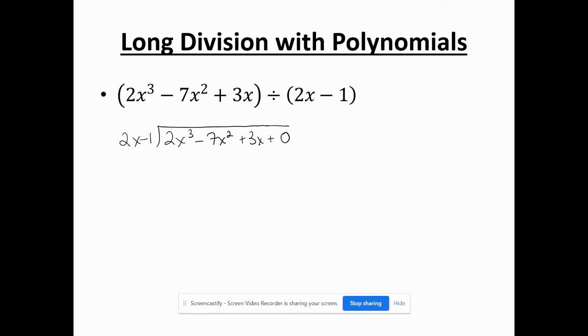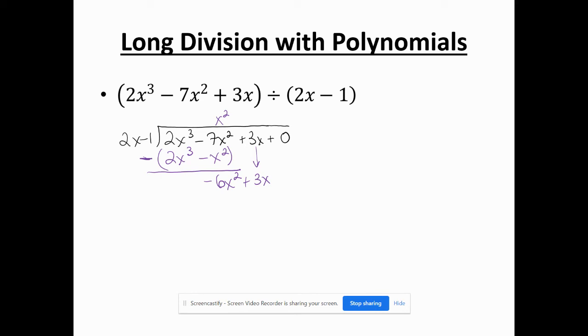All right, so same process. I ask myself, 2x times what will get me 2x to the third? Well, 2x times x squared. So x squared times 2x is 2x to the third. x squared times negative 1 is negative x squared. I'm going to subtract the quantity. The 2x to the thirds cancel each other out, and then I have negative 7 minus negative 1. So it's like negative 7 plus 1. So that'll be a negative 6x squared, and then I have to bring down the 3x.